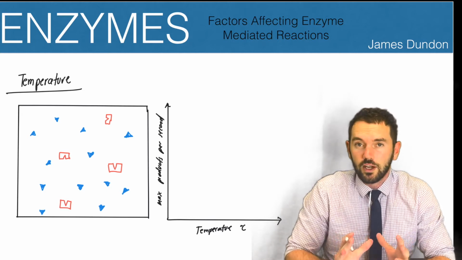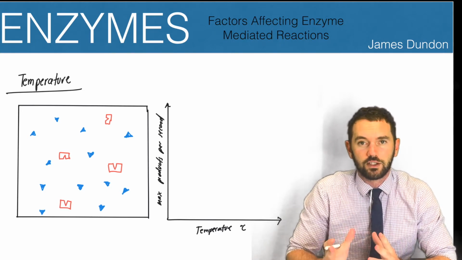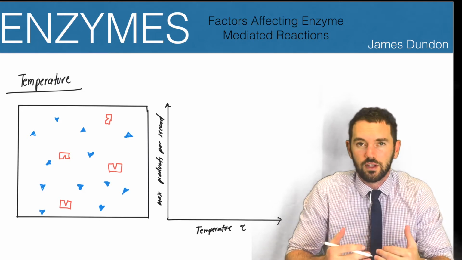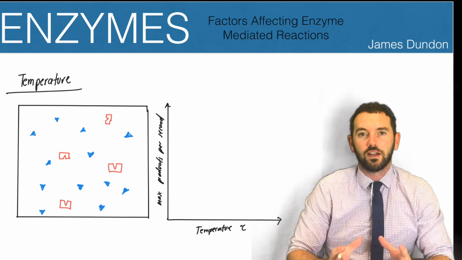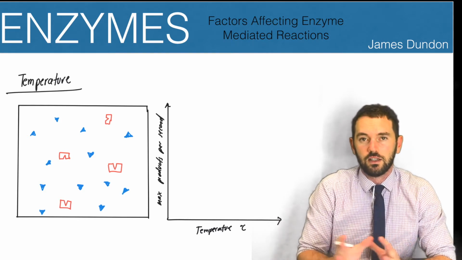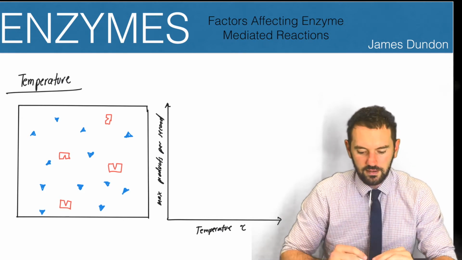Okay, so in this video, we're looking at what kind of factors affect the rate of reaction. We know that enzymes reduce the activation energy required, but what else is going to impact how fast we go from reactant to product, or substrate to product? So the first one we're going to look at is temperature.